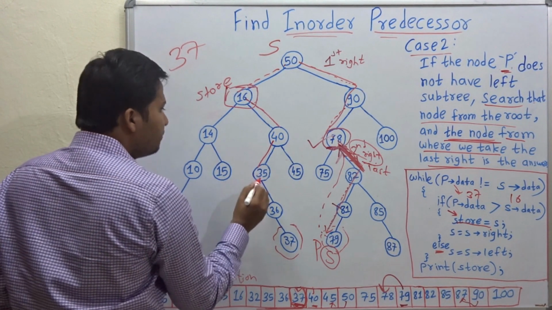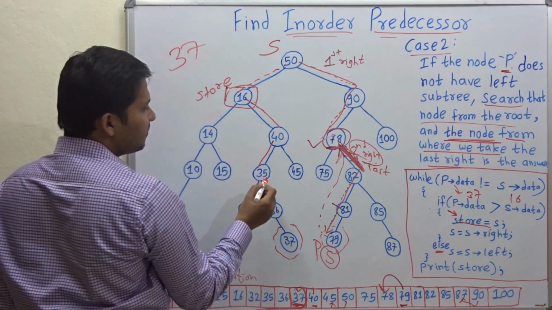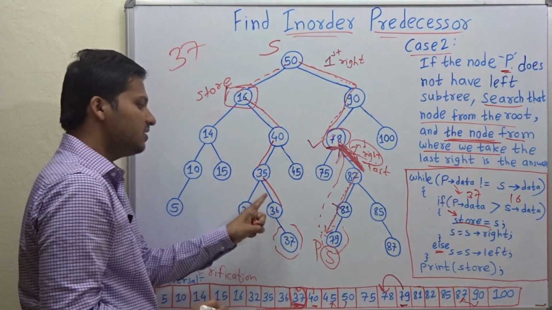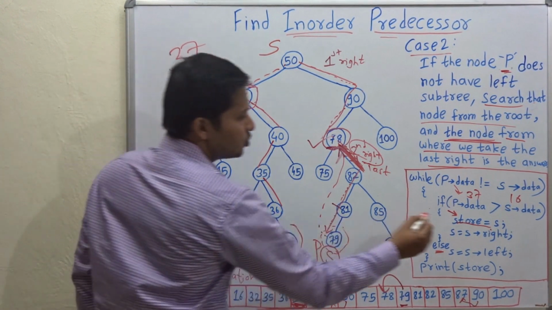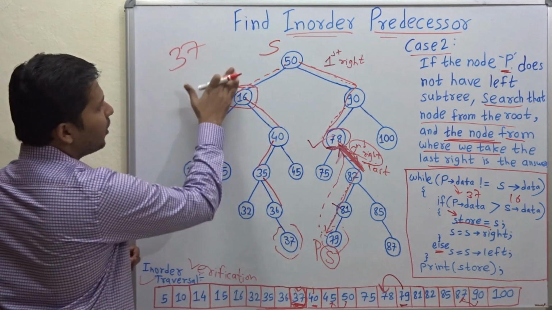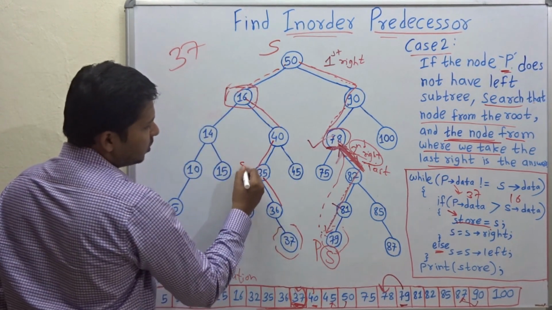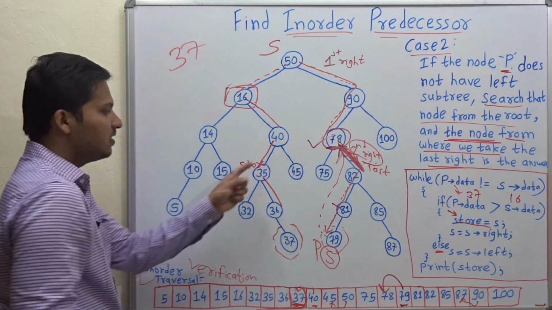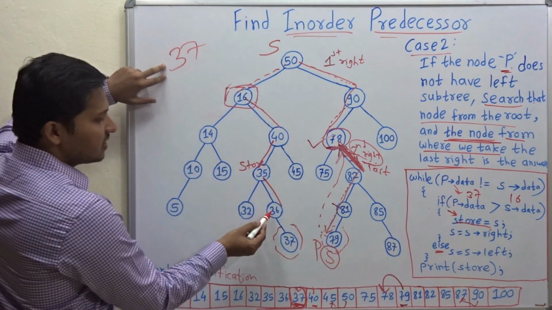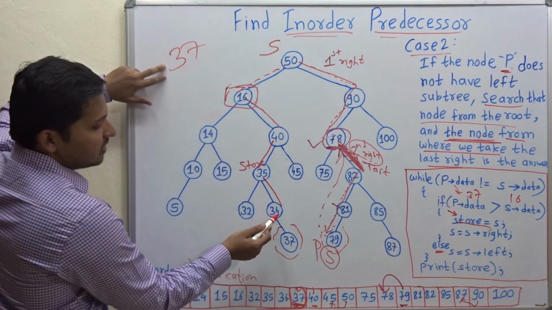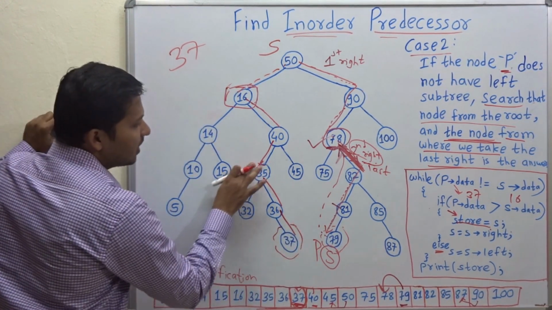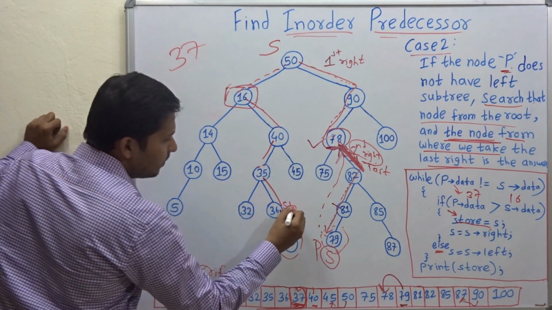Now for 35, check whether 37 is greater than 35. Yes, it is. As we have taken the right turn, we store that node. So the store pointer now points to 35 because from there we have taken the right turn. Now again in the while loop, check whether 37 is greater than or less than 36. It is greater than 36, so we took the right turn. So now again store will point to 36.